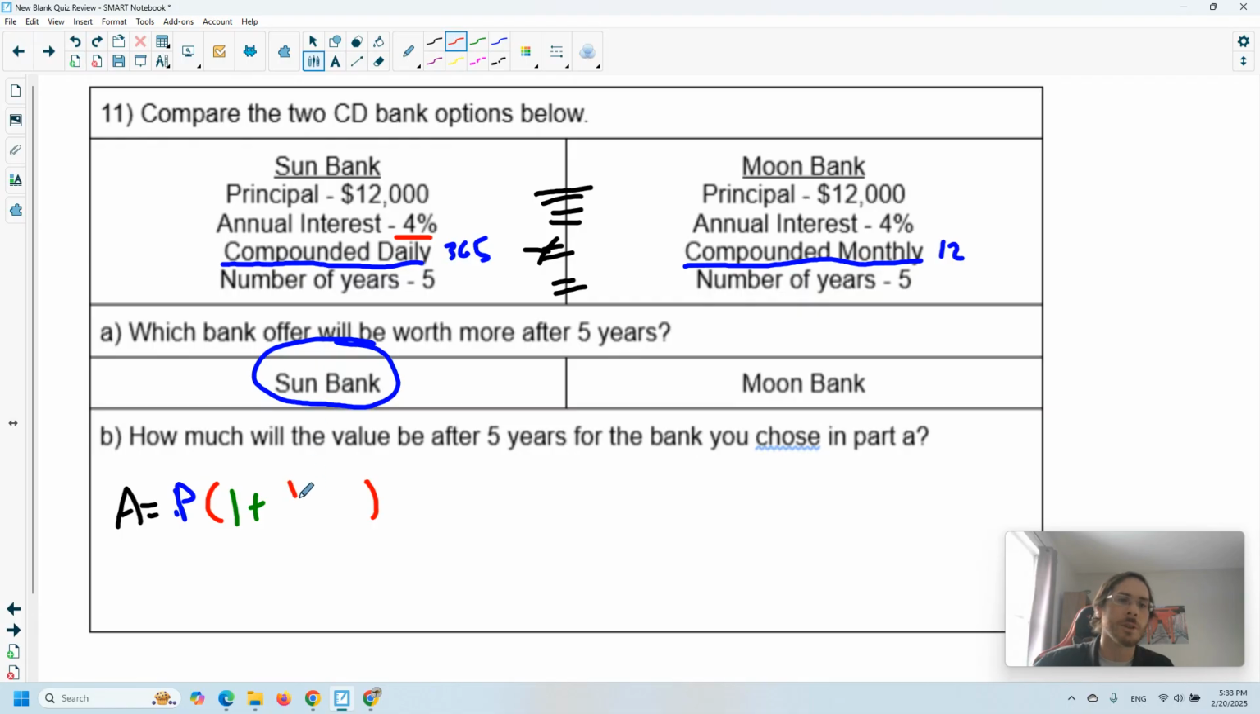Still writing the equation down. Our rate divided by the number of times that we have to compound per year, times x, or times t, I guess, in this case. Since we're dealing with time and years, we'll make that the official t. All right, so what we got to do is start plugging everything in. So our principal right here we see is $12,000.